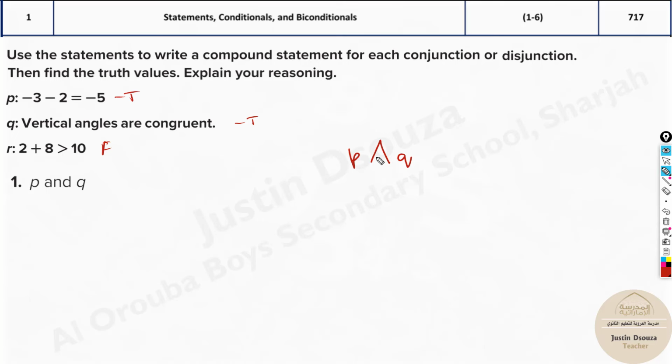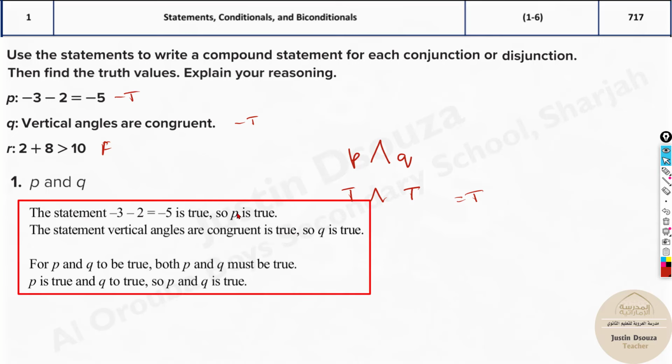So what is this? Let's see. P is true and Q is also true. If both statements are true in an AND, it is true. So the answer is true basically. So this is how we do it. See, statement 1 is true, that is P is true, and Q is also true. You can write it like this. No writing, it's just choosing the correct answer.